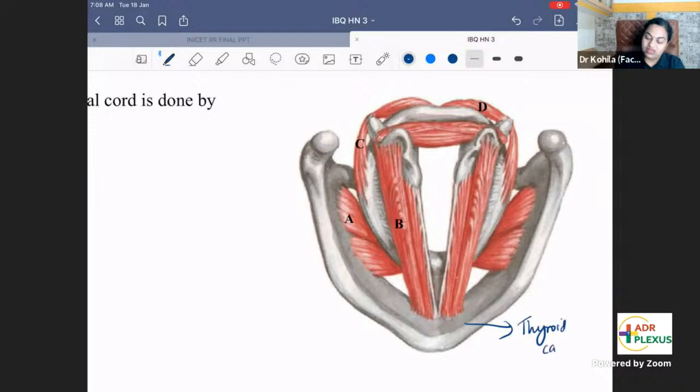Thyroid cartilage. This one lower down. This one. The only one cartilage that forms a complete ring around the cavity of larynx. Cricoid. This one here, that's the arytenoid. Right?